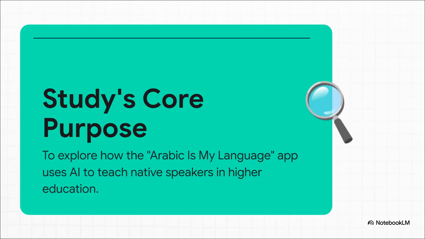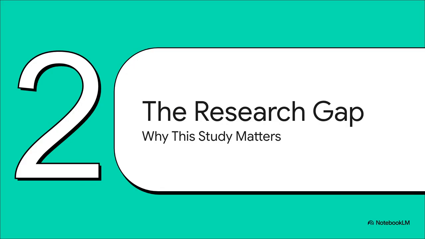At its heart, this research is all about one thing, looking at how a smartphone app called Arabic is My Language uses AI to help native Arabic speakers at the university level improve their own language skills. This isn't just about using fancy new tech, it's about making education relevant for today's world. Now, that goal didn't just come out of nowhere. It directly tackles a major, and I mean major, problem in the field.